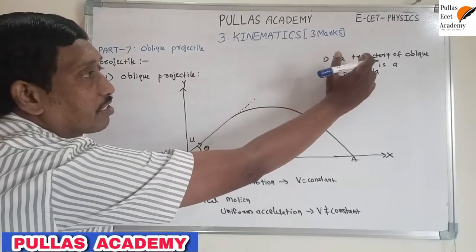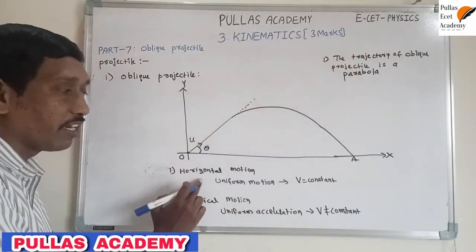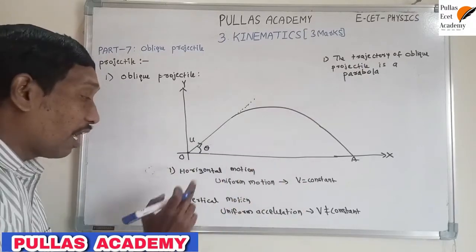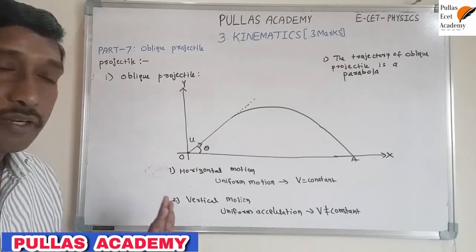These are the important points for oblique projectile. One, the trajectory of the oblique projectile is a parabola. Along the horizontal direction its motion is uniform. Along the vertical direction its motion is uniform acceleration. These are the important points.